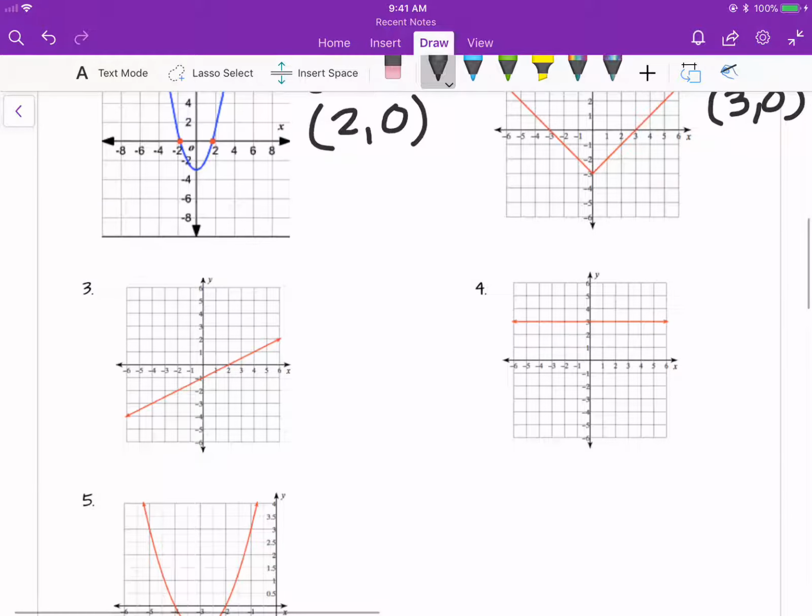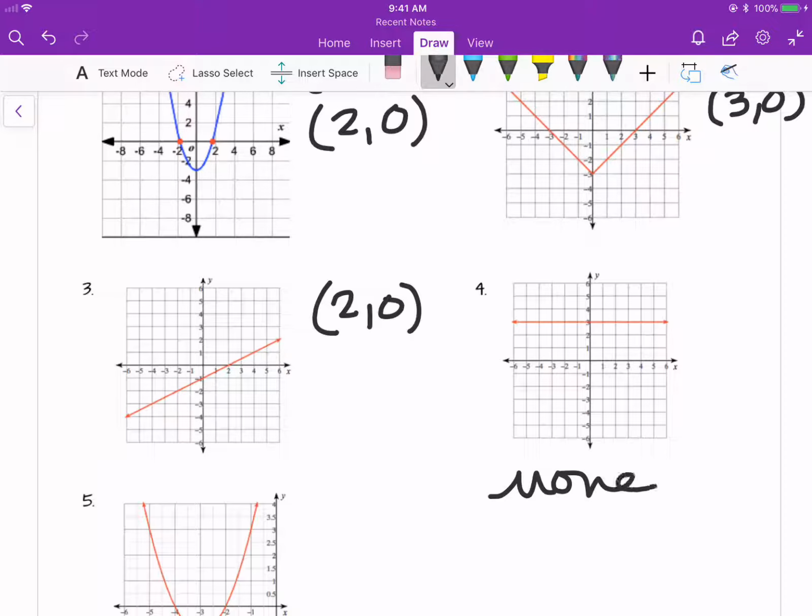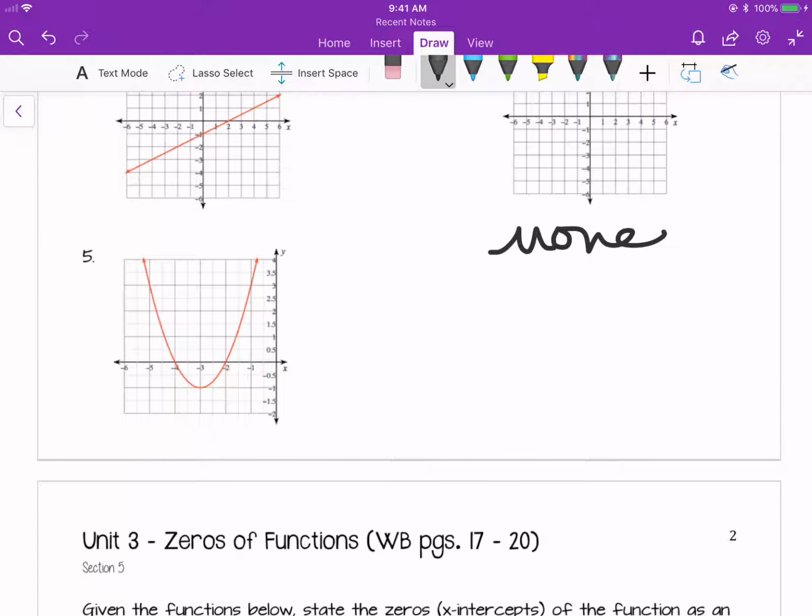All right, let's take a look at number 3 here. We have only one x-intercept, so that means we only have one zero of the function, and that is going to be 2, 0. Okay, number 4, I'm looking for where the graph crosses the x-axis, and it does not. So here, we do not have any zeros of the function. We do not have any x-intercepts, therefore we write none. Okay, and lastly, number 5, I'm looking again at this graph, and the zeros are -4, 0 and -2, 0.